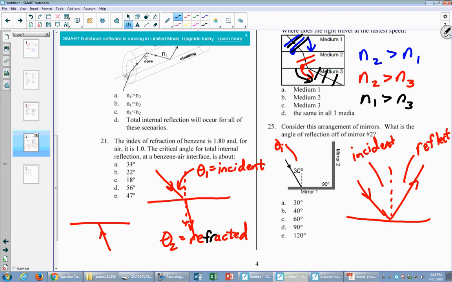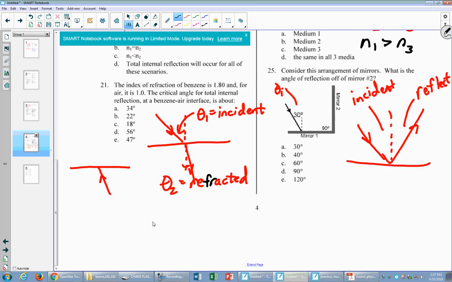Yeah, medium 3 is the fastest. So if I was ordering my velocities, it would be V3, V1, V2. It travels slowest in medium 2. When the index is biggest, it travels the slowest. It's inversely related. You'll have all of those.